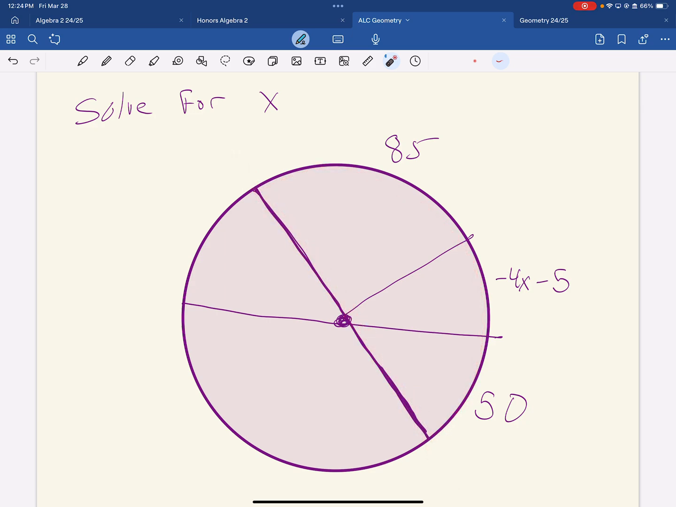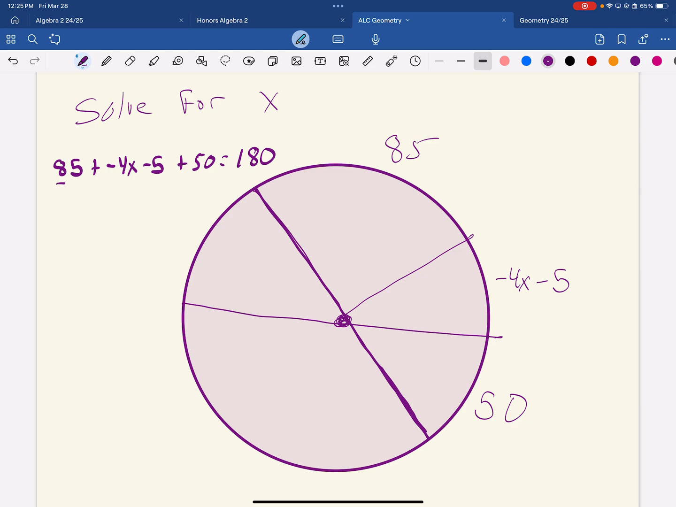180. So we're going to go 85 plus negative 4x minus 5 plus 50, but this time they have to add up to 180, not 360, because it's only half the circle. If I wanted it to add up to 360 instead, I could just do plus 180 because we know the whole other arc is 180. You get the same exact answer.